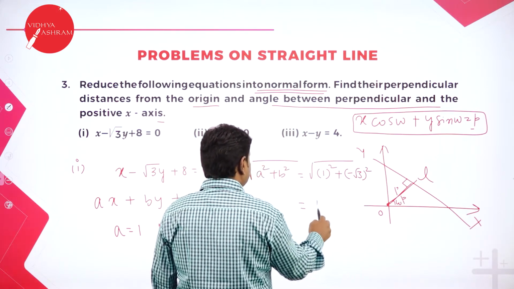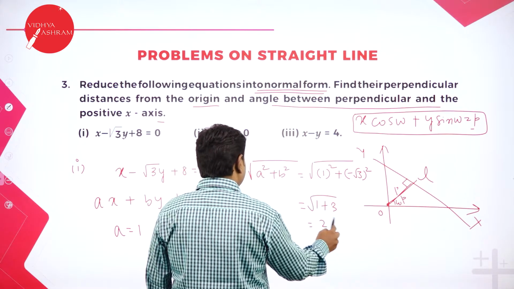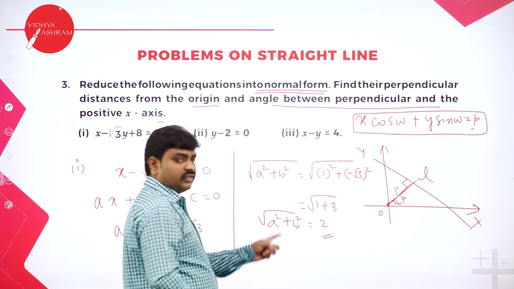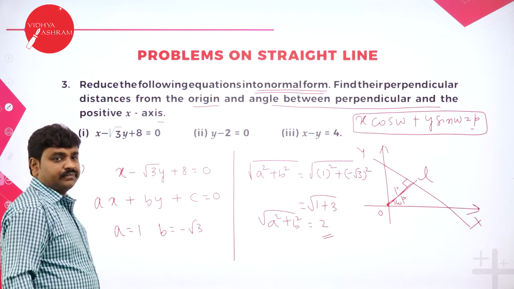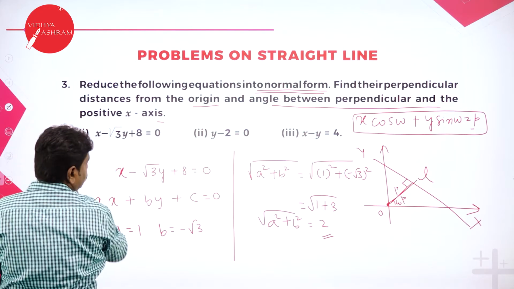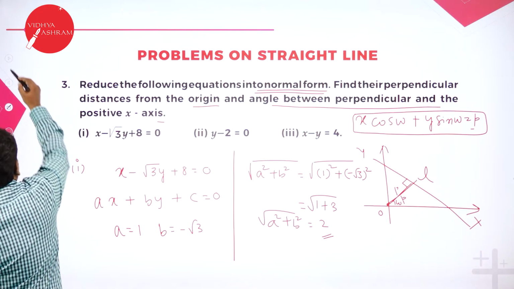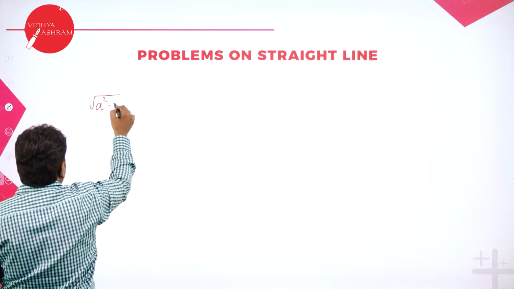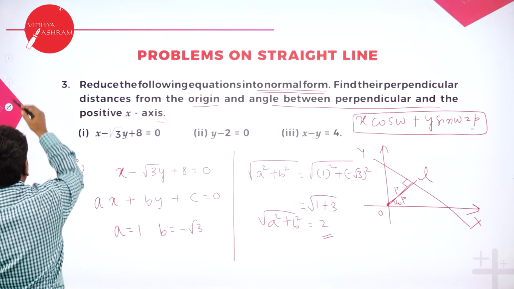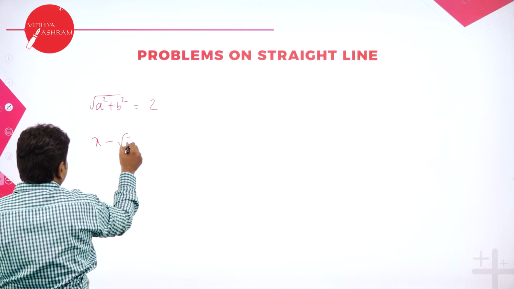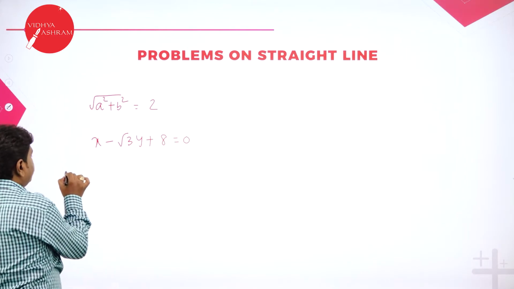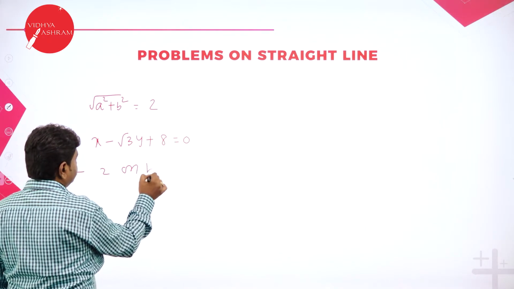If you do that, you will get 1 squared is 1. This is 3. Under root 4 is 2. So you got root of a squared plus b squared, that is 2. After you get this, divide both sides. So now we have to divide the equation on both sides. What is the given problem? The given problem is x minus root 3 y plus 8 equal to 0. Now divide by 2 on both sides.